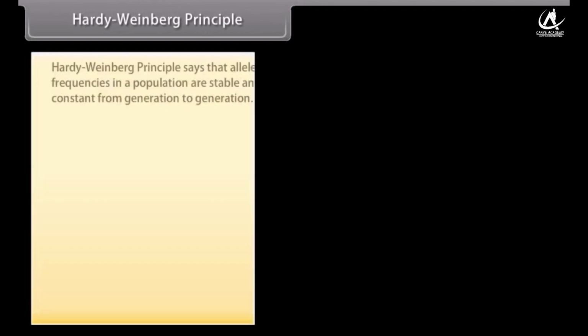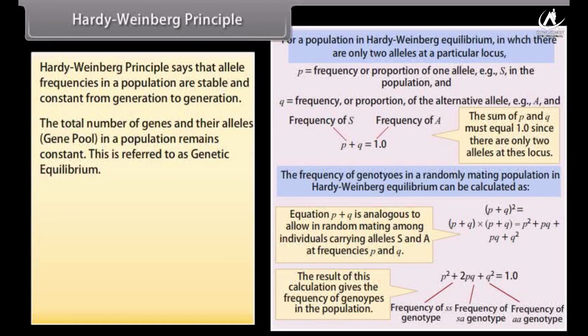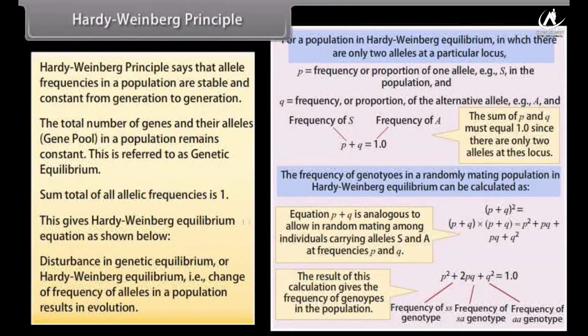Hardy-Weinberg Principle. Hardy-Weinberg Principle says that the allele frequencies in a population are stable and constant from generation to generation. The total number of genes and their alleles, that is, gene pool, in a population remains constant. This is referred to as genetic equilibrium. Sum total of all allelic frequencies is 1. This gives the Hardy-Weinberg equilibrium equation as shown below. Disturbance in genetic equilibrium or Hardy-Weinberg equilibrium, that is, change of frequency of alleles in a population, results in evolution.